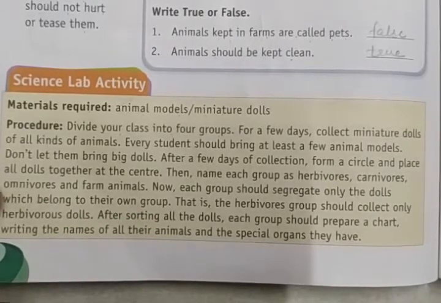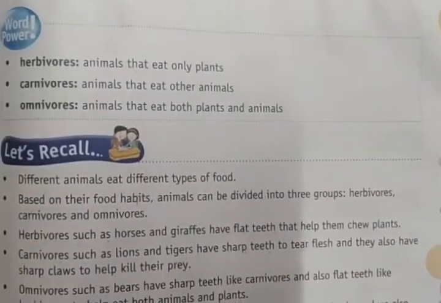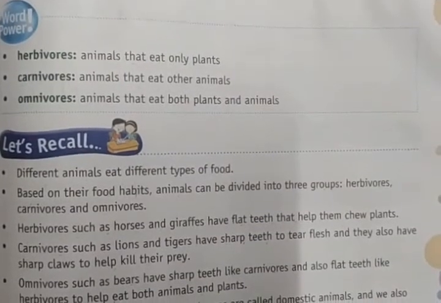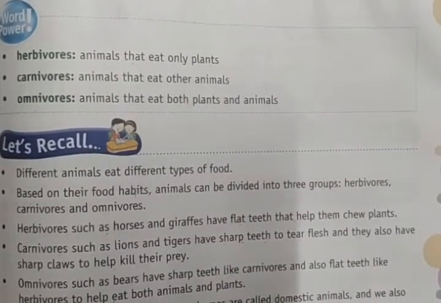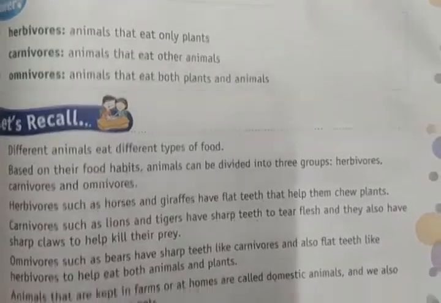Okay, so take that as homework and do it in the presence of your elders. That's word power. Herbivores, animals that eat only plants. Carnivores, animals that eat other animals. Omnivores, animals that eat both plants and animals. Right? Let's recall.